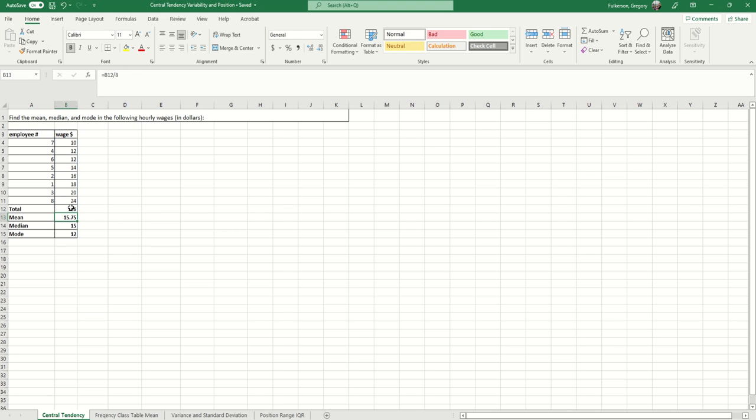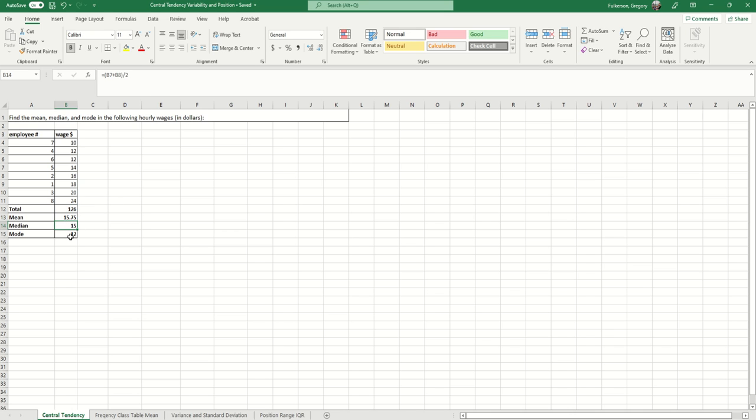And that can be calculated automatically if you just use the auto sum feature here. You just click that, and then this dashed line that's moving says, are these the cells you want to look at? And you can just select the cells like that, click enter. So the mean is simply the total of all the scores divided by the sample size. There's 8 employees. So you see the formula here is just B12, which is the total, divided by 8.